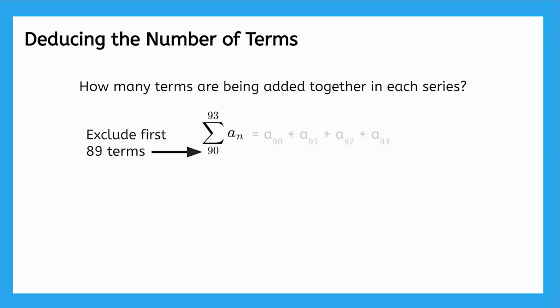If the series starts at term 90, that means the first 89 terms of the sequence were excluded from the series. So the amount of terms is 93 minus the amount of excluded terms. This will work for any series. Take the upper limit and subtract the number of terms that the lower limit excludes.